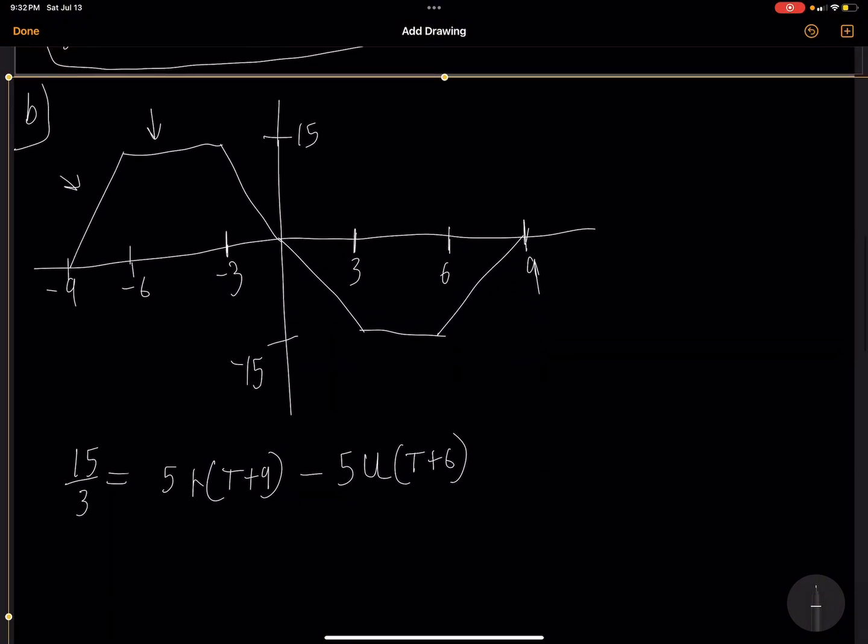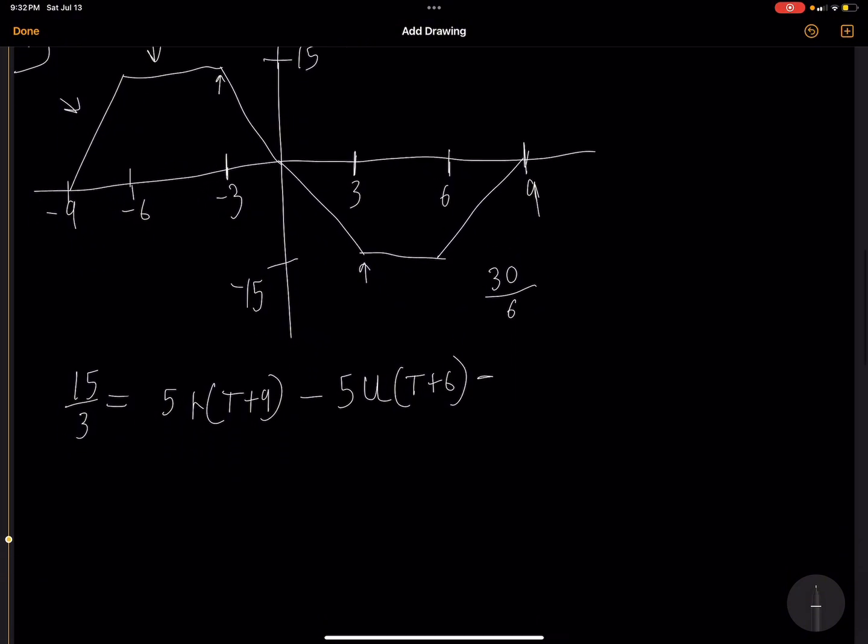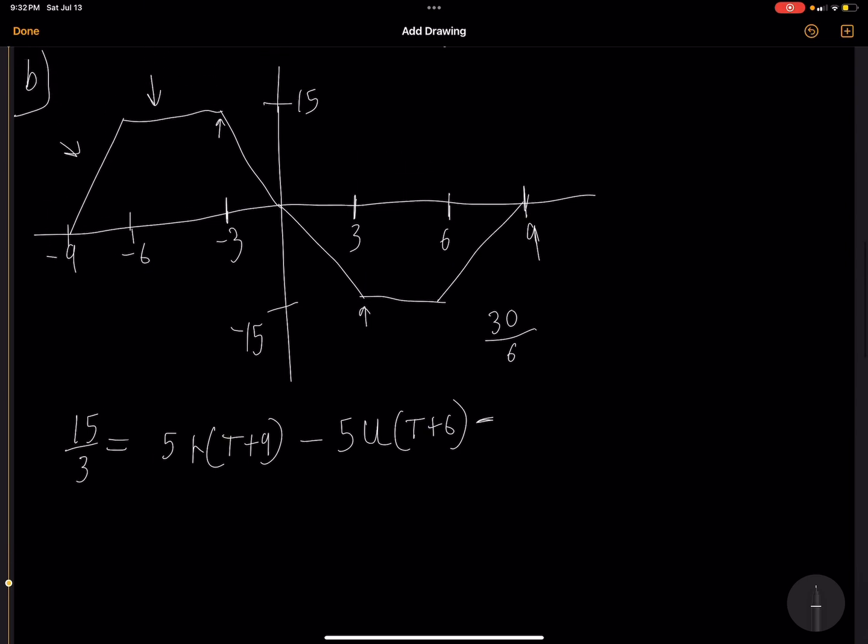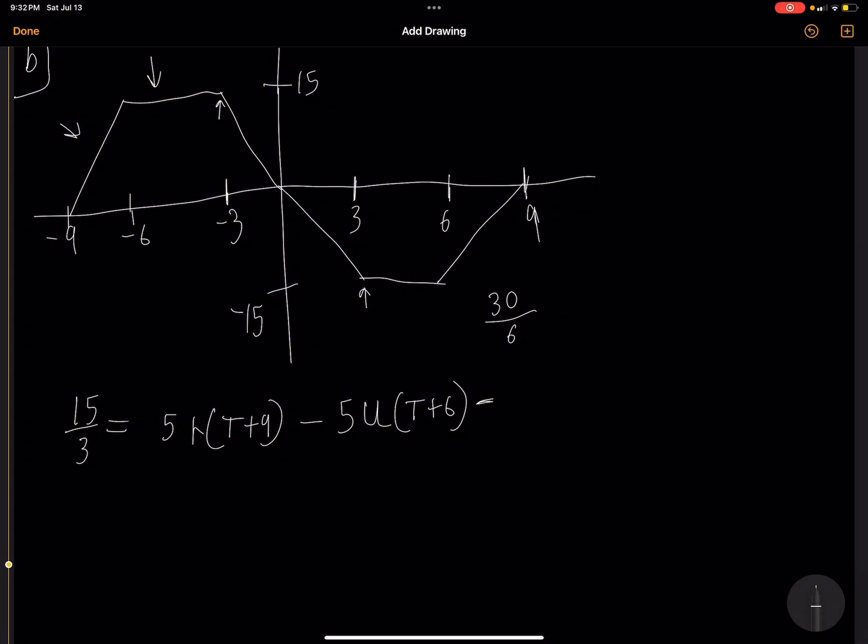All right, so our slope, we need to turn on that setting again. We go from 15 here all the way down to here. It goes from 15 to negative 15, that's 30 through that whole slope. Negative 3 to 3, that's 6. It's 30 over 6 slope. It's negative 5. Negative 5 slope. Okay. So we got a negative 5 slope. It's a ramp function, and we start at t plus 3.